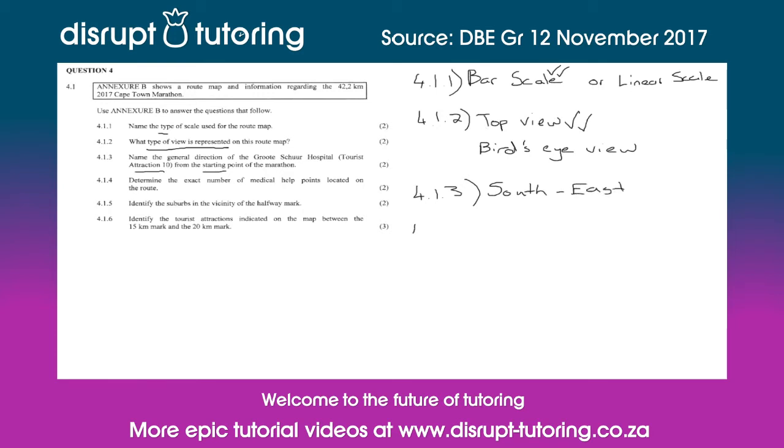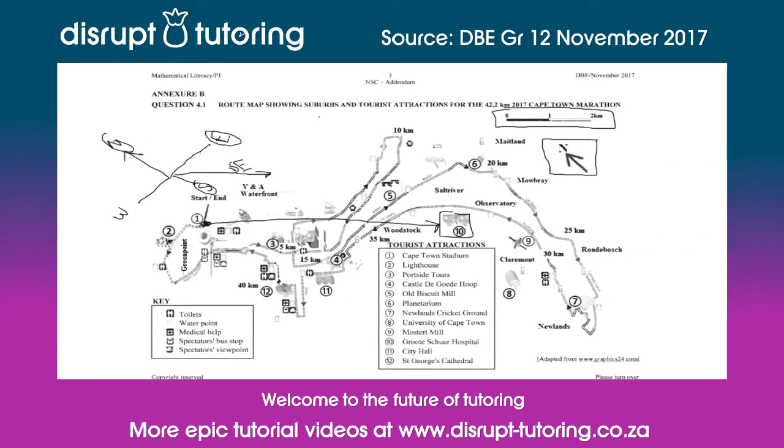Next is 4.1.4. Determine the exact number of medical help points that are located on the route. If we go back to this map, we see here in the key, this is medical help. It looks like a little cross. On the map, I find that there's one over there, one over there, one over there, one over there, and one over there. That's all the ones that I can see. So it's 1, 2, 3, 4, 5. That's the answer.